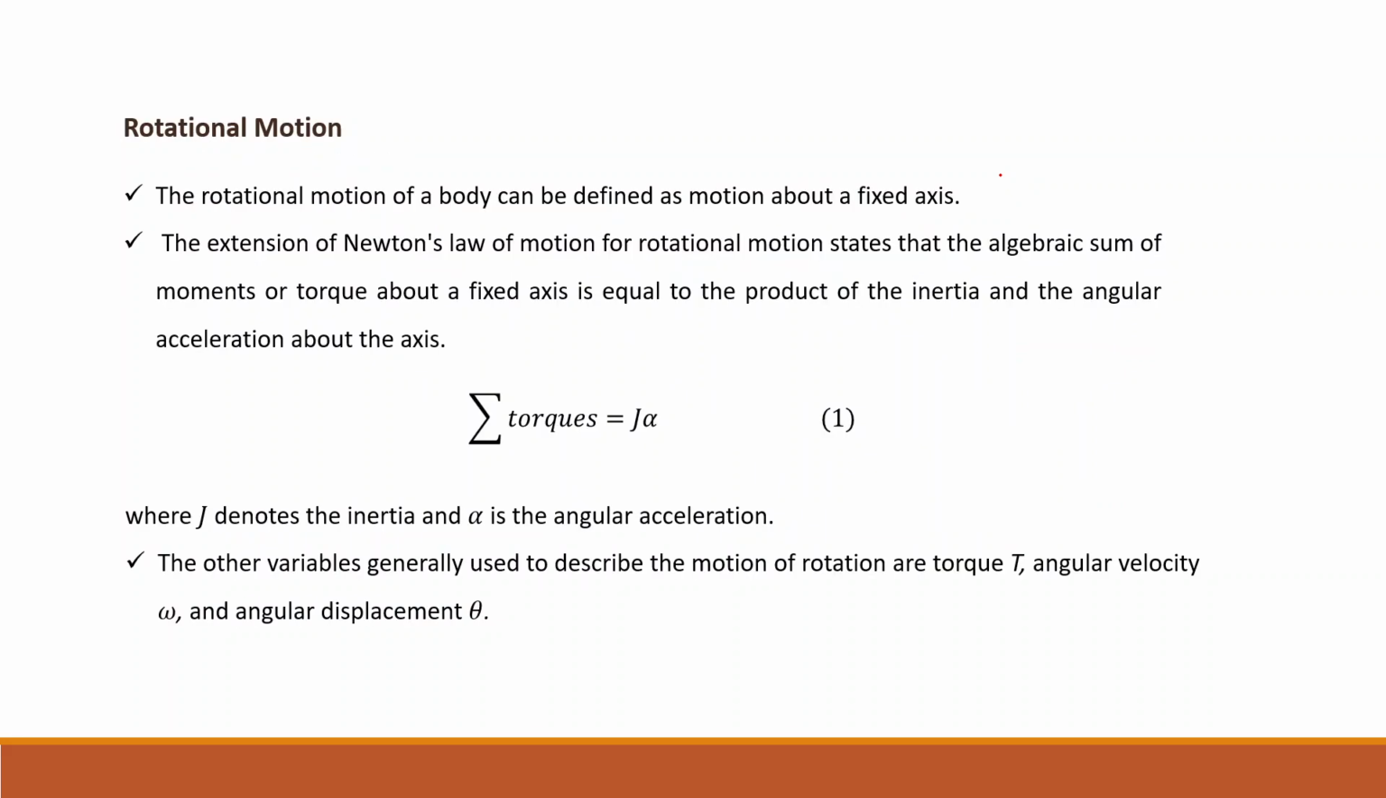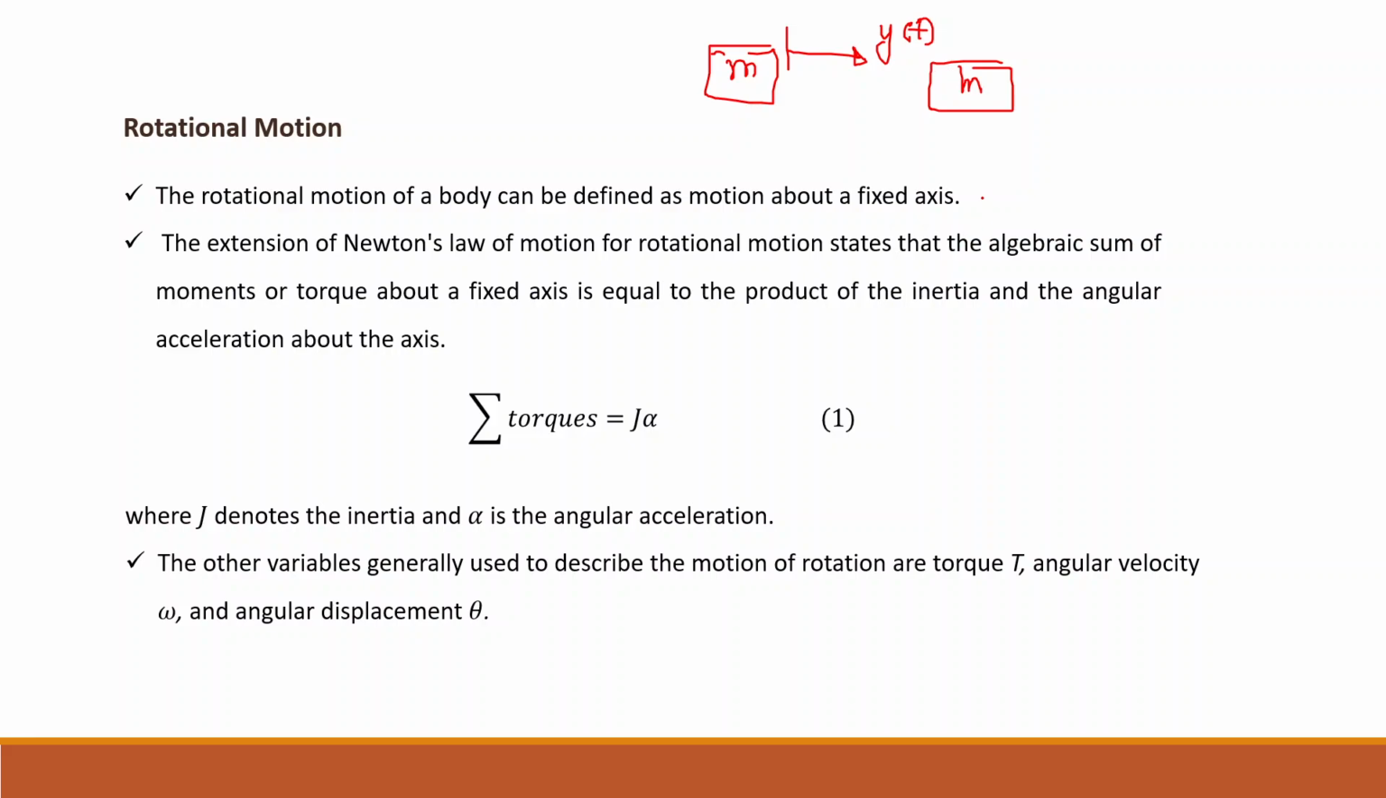Next is the rotational motion. So rotational motion of a body can be defined as motion about a fixed axis. So here we have a fixed axis. Initially we considered translational motion, where we had a body m. It has movement in either direction, in forward direction or in backward direction. So this is a translational motion. If it moves somewhere to this position, all of its points will have the same amount of displacement.